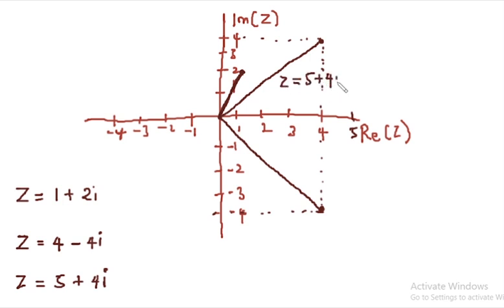This is the complex number for Z is equal to 4 minus 4i, while this is the complex number for Z is equal to 1 plus 2i. So that's how to plot the complex number on an Argand diagram.